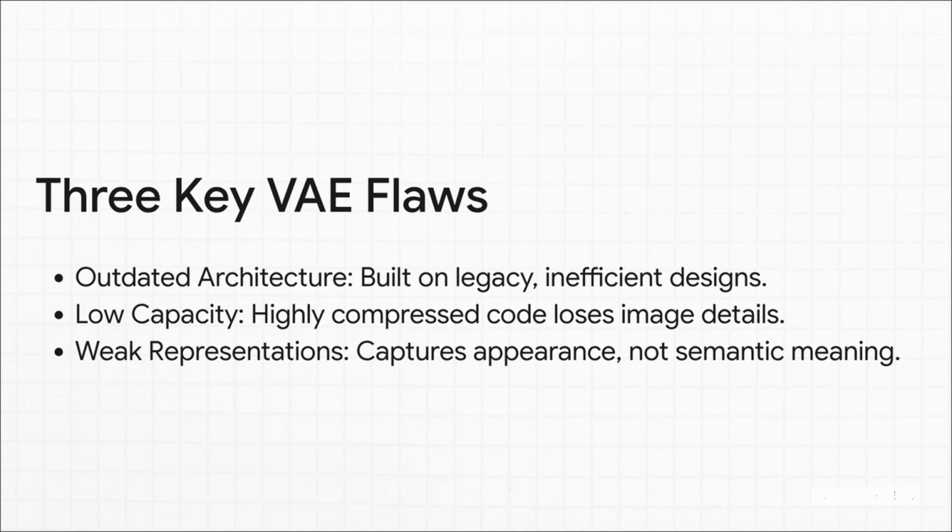It's like trying to describe the Mona Lisa using only 10 words. You're going to lose a lot of important detail. But the biggest problem by far is the third one. It's only trained to reconstruct pixels. It learns to copy what an image looks like, but it has zero real understanding of what is in the image. It sees a pattern of colors, not a dog or a house.